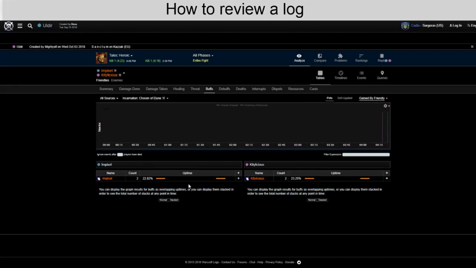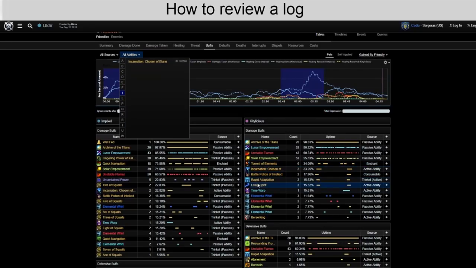Find it here. All right, and they both got 2 uses, which is pretty good. So making sure that you have 100% usage of Incarn is a pretty big deal overall. Additionally, I saw that Kittylicious was using Lively Spirit. So you'll see a Lively Spirit buff.